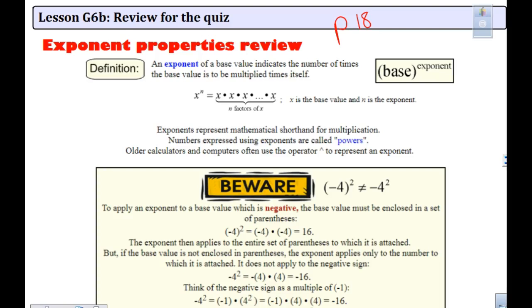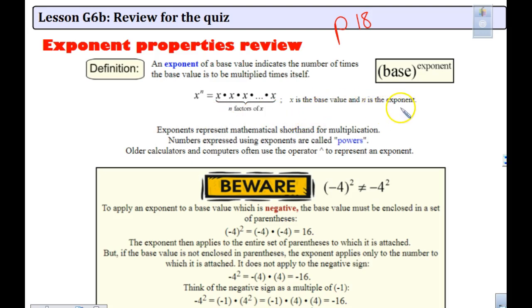Exponent property. Key thing, definition. An exponent is a base where the value indicates the number of times that the base is being multiplied. So when we think of our base, the exponent tells us how many times. X to the n tells us that there's going to be n factors. If it's x to the third, that would tell us 3 x's. X to the fifth would tell us 5 x's.